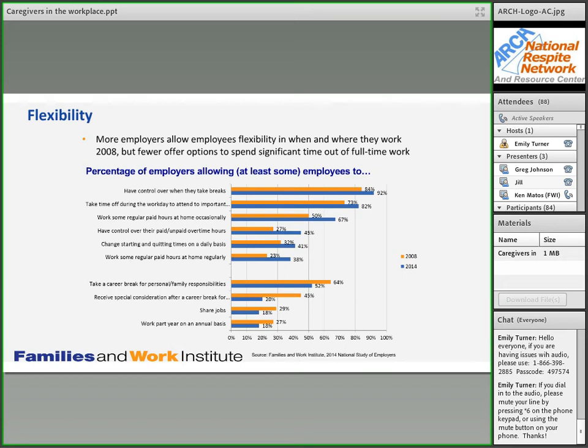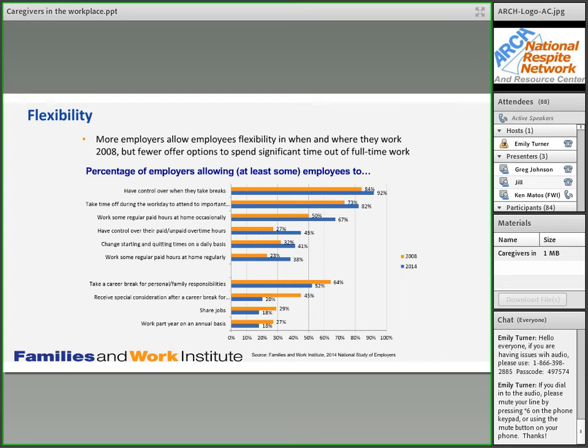On the other hand, the bars on the lower half of the chart show how fewer employers are engaging in policies that allow employees to take extended periods of time away from full-time work. Fewer employers are saying they allow employees to share jobs, to work part-year, or to take a career break for personal and family responsibilities.